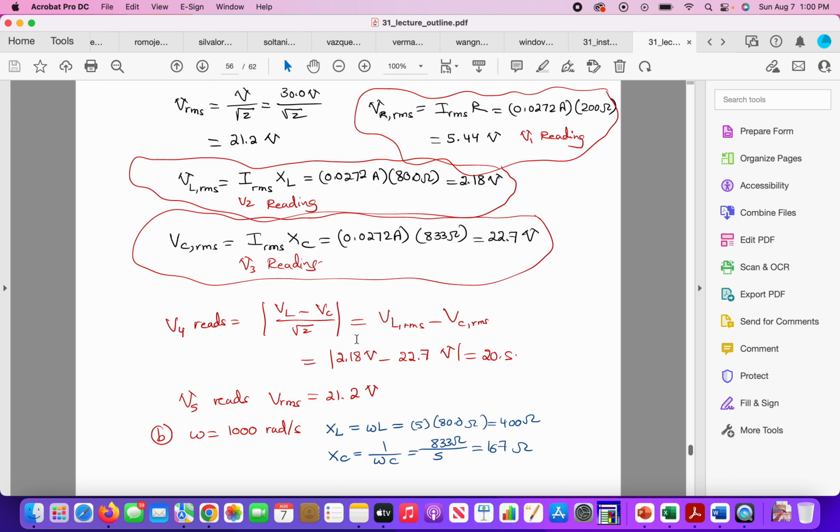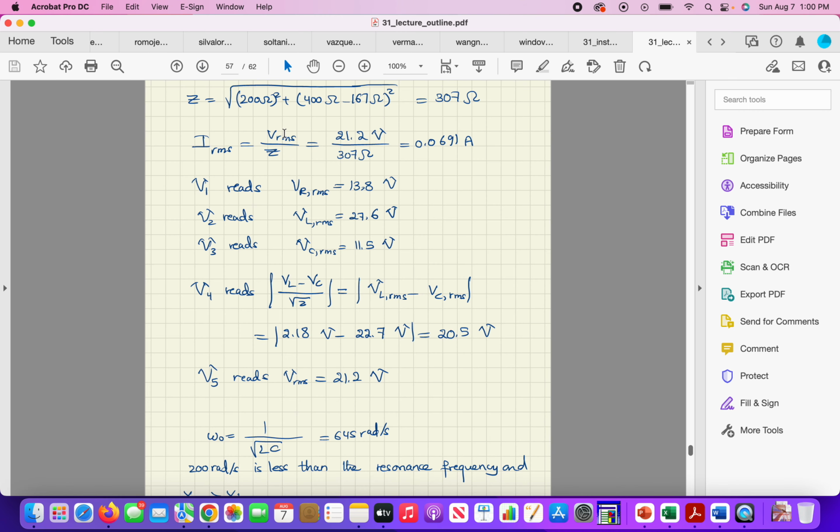Now I have repeated this. Of course, I need to redo the impedance again for the 1000 radians per second. I also calculated the new current, and then I recalculated the values. The first one is the reading for the first voltmeter, the second voltmeter, the third voltmeter, then the fourth, and finally V5.